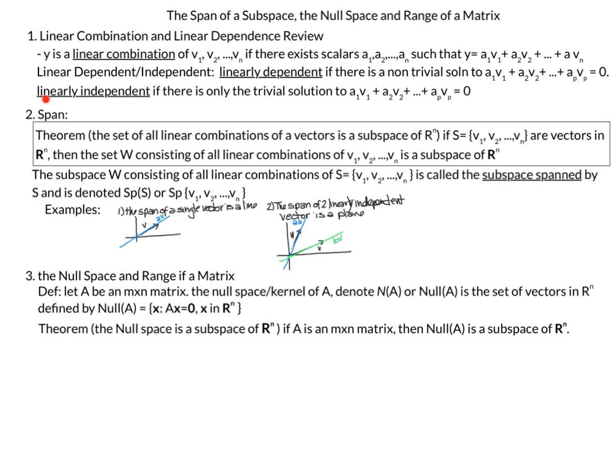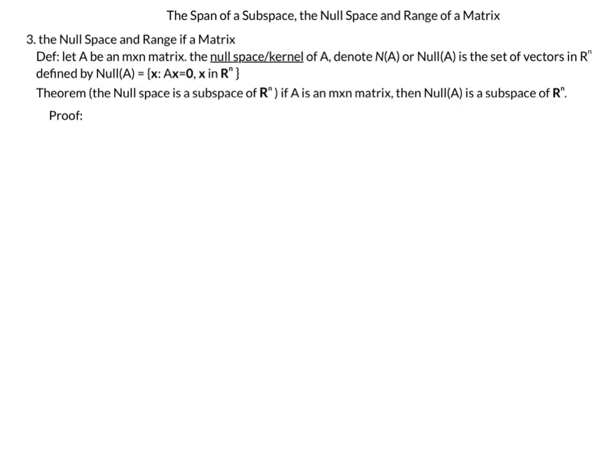Now that we've talked about span, we are ready to talk about null space and range of a matrix. So the null space of an M by N matrix, also called the kernel, is denoted script N of A or null of A, and it's the subset of vectors in Rn defined by x such that Ax equals 0 for x in Rn. So in other words, it's the vectors x that A maps to 0. And there's a theorem that says the null space is a subspace of Rn. And we will do that proof.